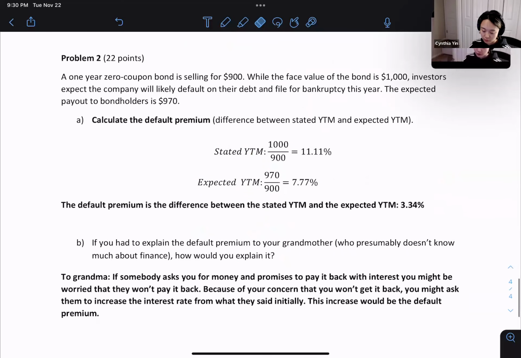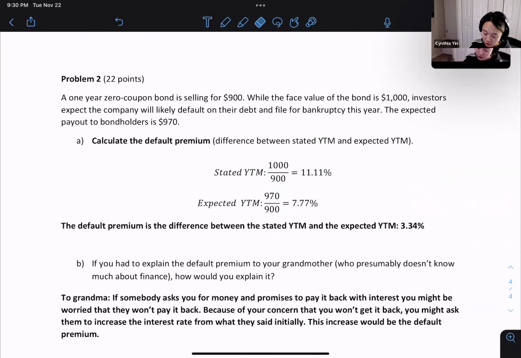Okay, problem 2. A 1 year zero coupon bond is selling for $900. The face value of the bond is $1,000. The investors expect the company will likely default, and the expected payout is only $970.